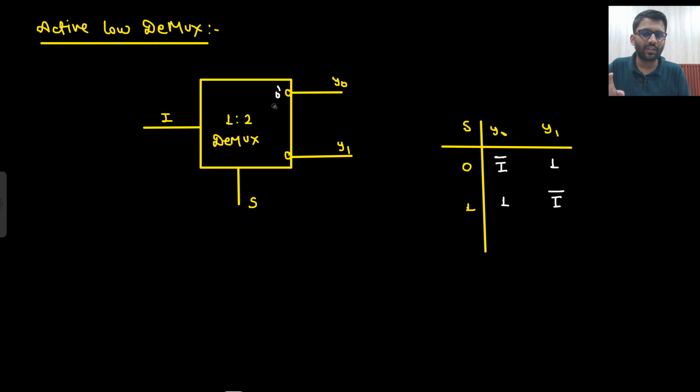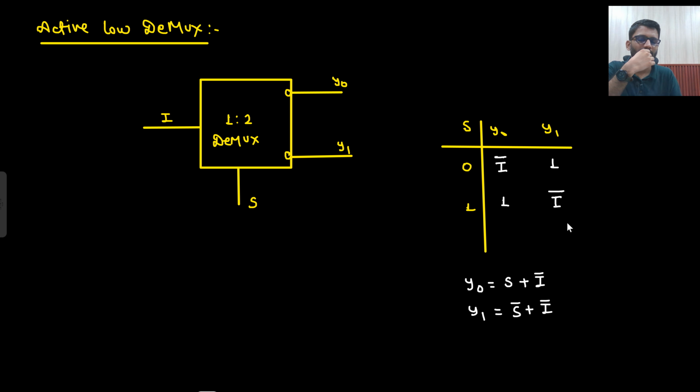This question and this question are the same. There is just another inverter connected, nothing else. Active low demux means that one more inverter is connected, nothing else. Okay. So how will you write y naught? y naught I can write as S plus I bar. Say yes or no? And y1 I can write as S bar plus I bar.